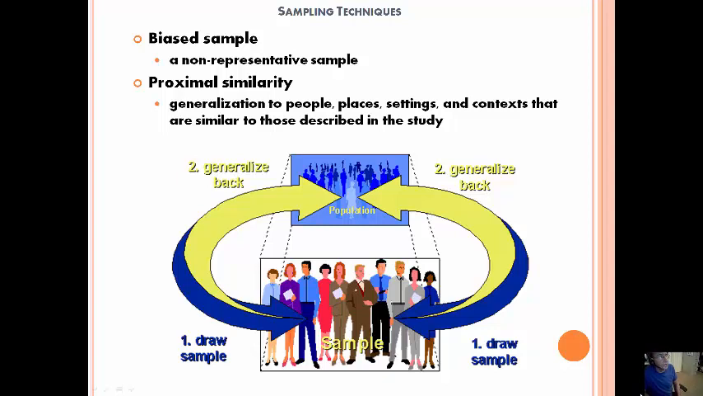And as I just started talking about the biased sample, proximal similarity is generalization to people, places, settings, and contexts that are similar to those described in the study. A lot of this you can look over yourself. Again, much of this sampling stuff really isn't applicable to your material. However, the first part of this lecture, especially when we were talking about measurement validity and reliability, that's very important. And it also refers to your next assignment that's due at the end of the weekend.